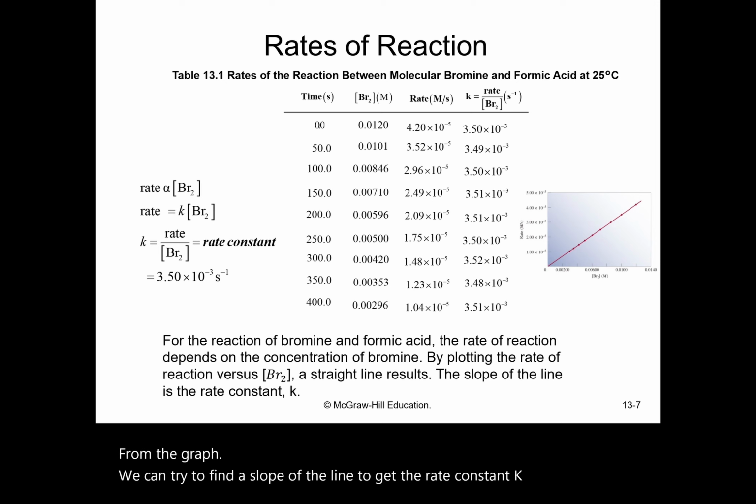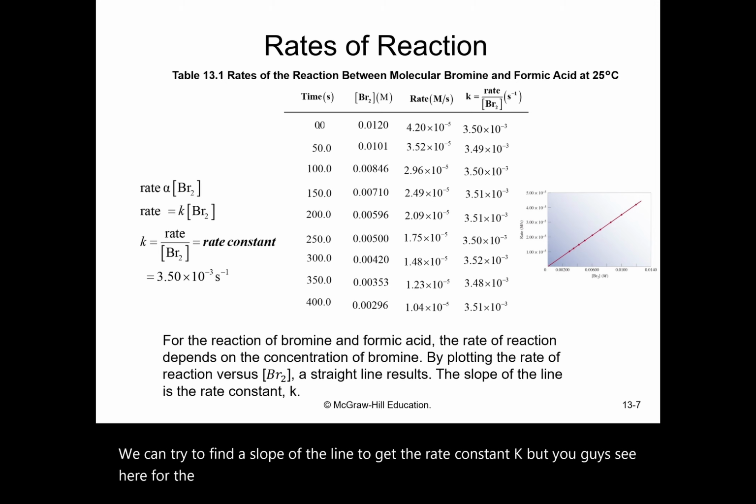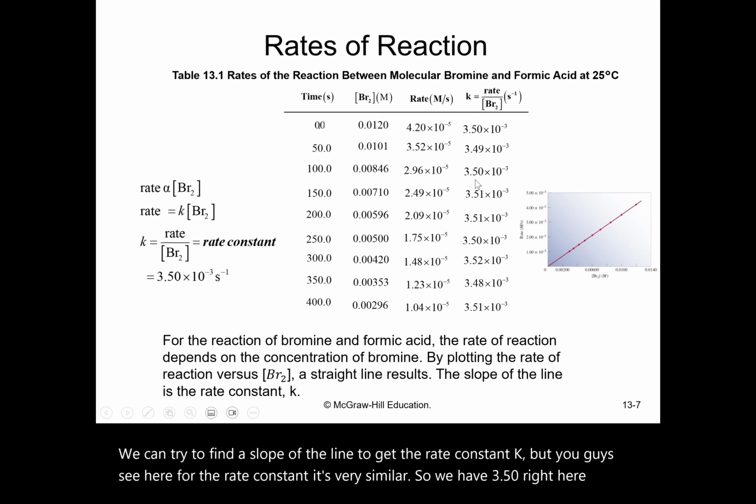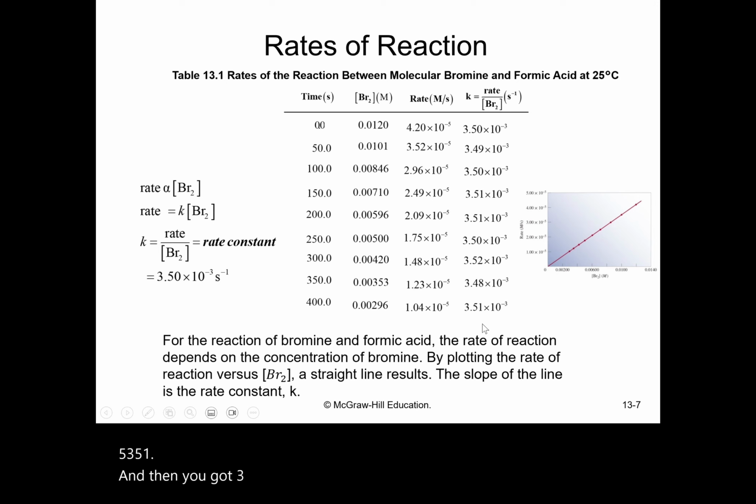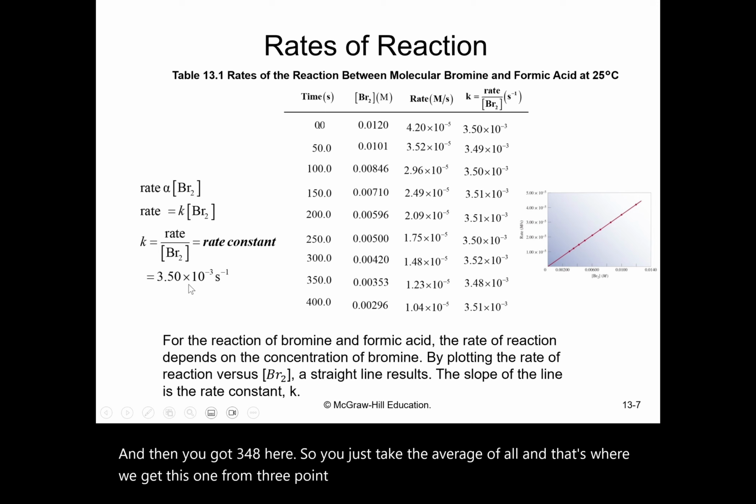But you guys see here for the rate constant, it's very similar. So we have 3.50 right here, 349, 350, 351, and then you got 348 here. So you just take the average of all, and that's where we get this one from, 3.50 times 10 to the negative 3 per second.